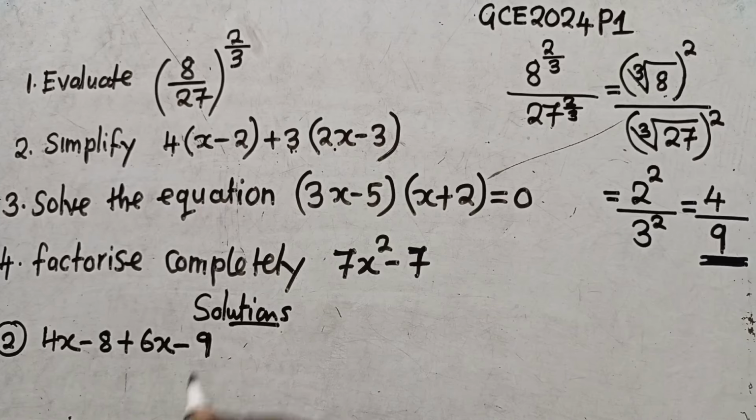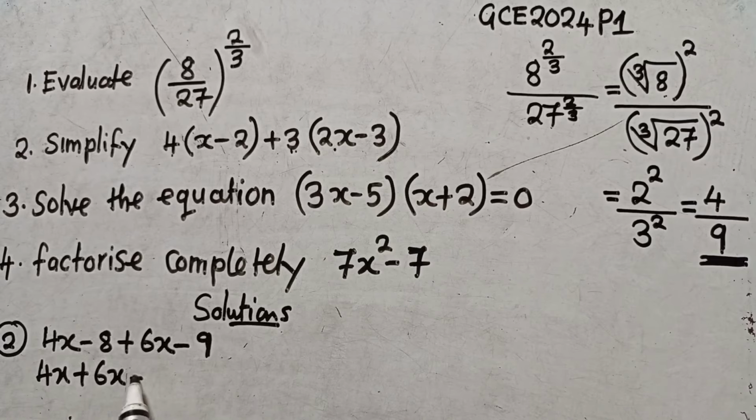At this point, we have to group the like terms together. So what are we going to do? This is 4x plus 6x. Nothing is crossing the equal sign, so everything remains the same. Then we've got negative 8 minus 9. You forget about the variables. Just concentrate on the numbers. 4 plus 6, that is 10.